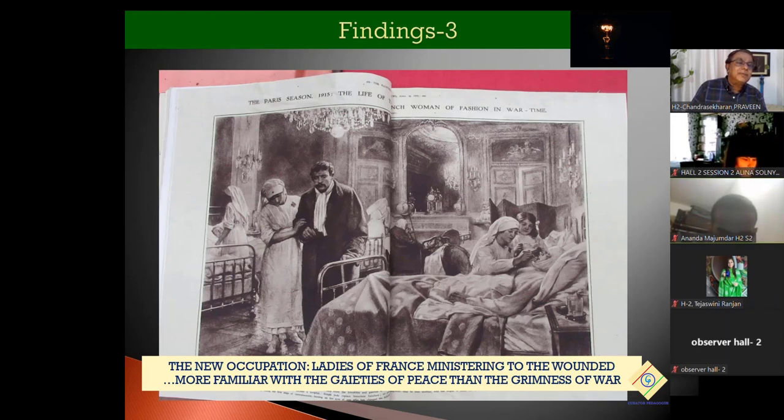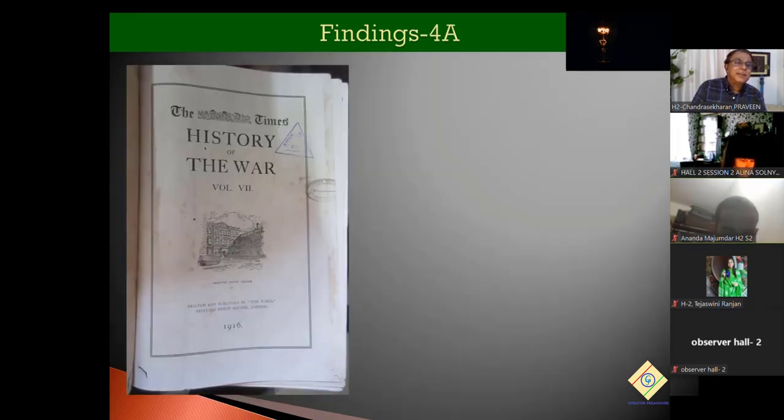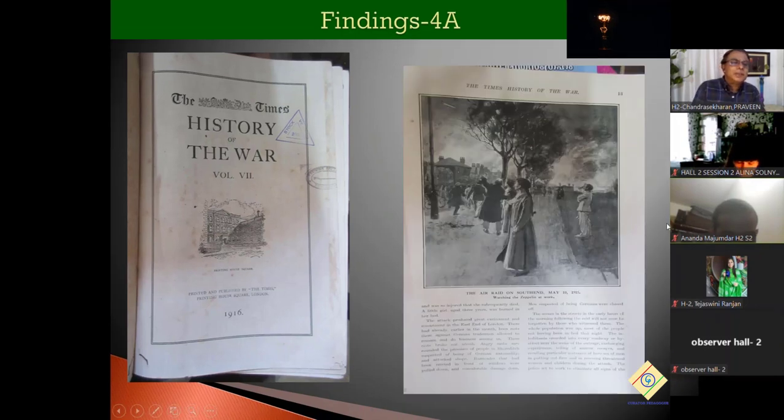But even at this juncture, the British are trying to have a dig at the way it is done in France. Now, I was under the impression history is always written after 100 years or maybe 50 years. But in 1916 itself, the Times brought out the history of war. And this is volume 7, and it has this particular picture.